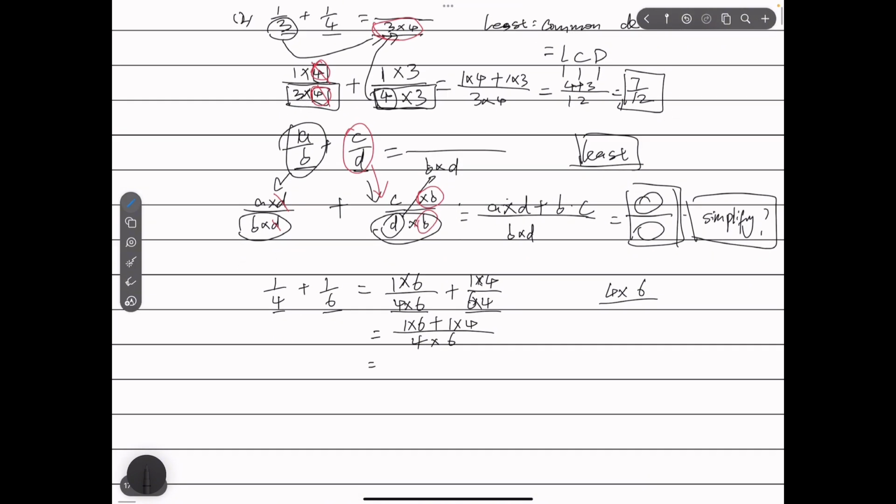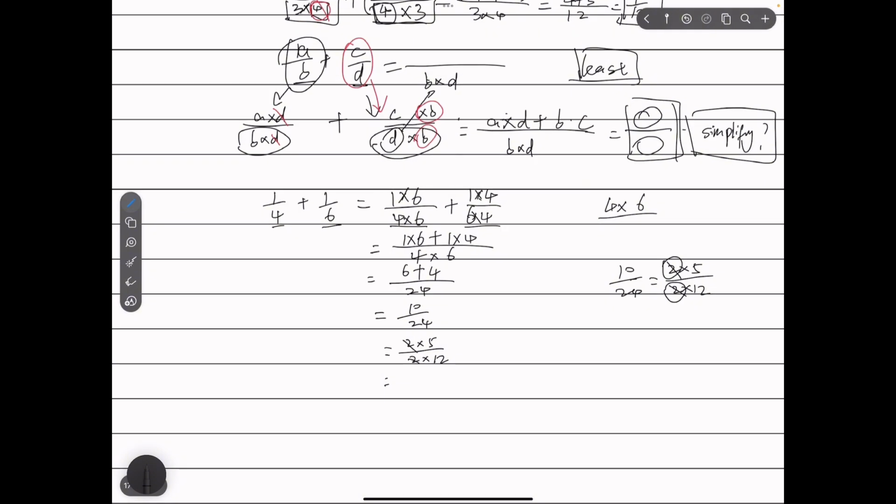So what will that give us? 24. 1 times 6 is 6 plus 1 times 4 is 4, so that'll be 10 over 24. But 10 and 24 have some common factors. 10 is 2 times 5, 24 is 2 times 12. So they have the common factor 2. We can cancel out the top and the bottom. That will leave 5 over 12.